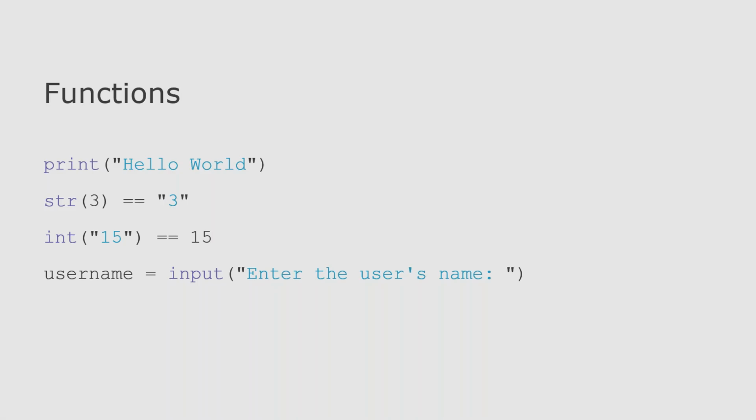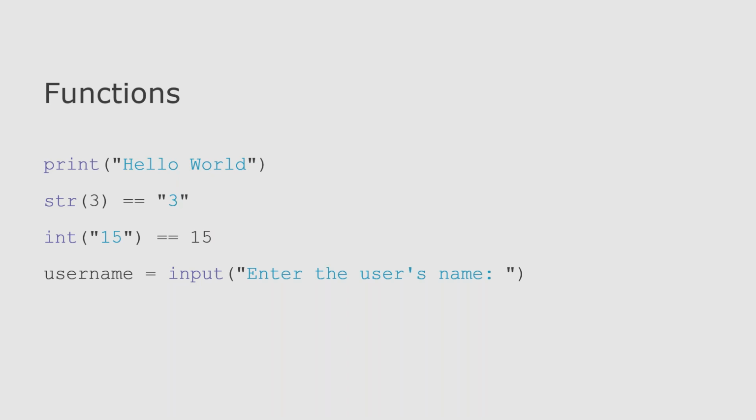So look at this here. print is a built-in function which we used. str is a built-in function. int is a built-in function. Here input is also a built-in function. So these are the built-in functions which we have. We did not discuss them, but we are using them every time in the code. Okay.